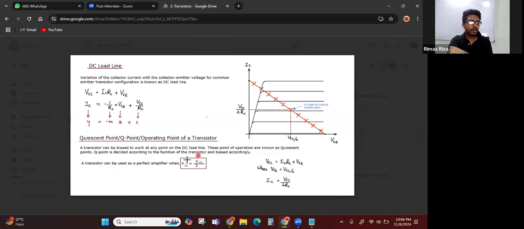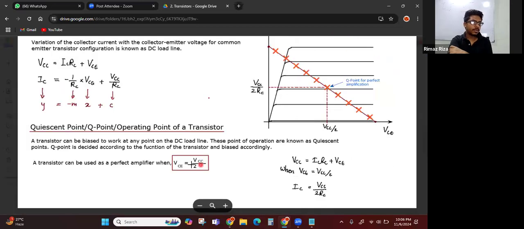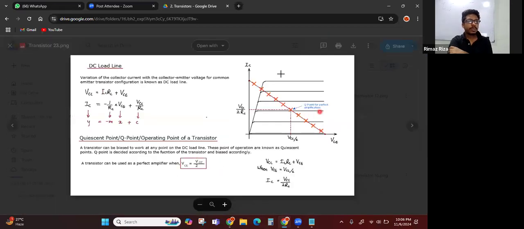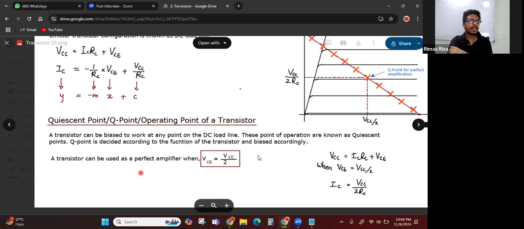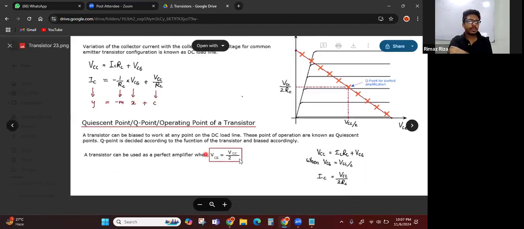Okay, but this point only you should know. Transistor amplification is good when VCE equals VCC divided by 2. Only this fact you should know. You won't be asked any question about this graph or quiescent point. But a transistor works well when VCE equals VCC divided by 2. This fact you should know.